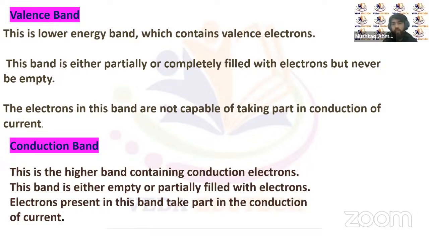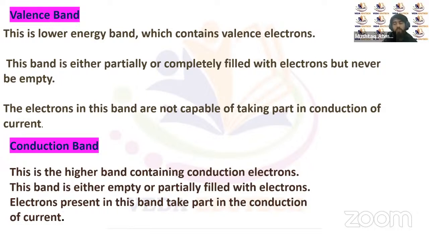This can be partially or completely filled with electrons, but the valence band is never empty. The valence band can never be empty. It can be a fully filled band, or it can be a partially filled band, but it can never be an empty band. And the electrons present in the valence band are not available for conduction. They do not take part in the conduction of current.